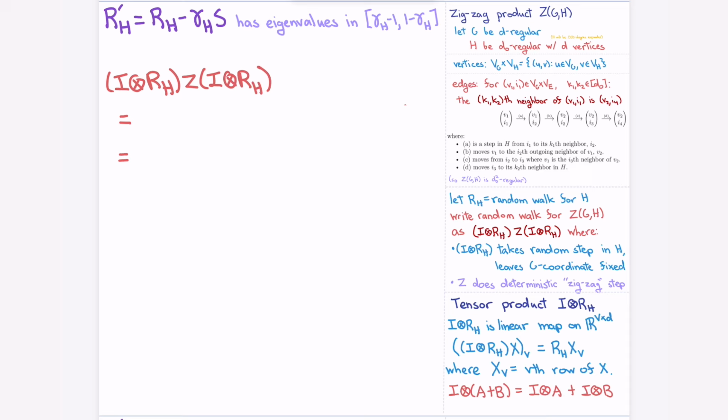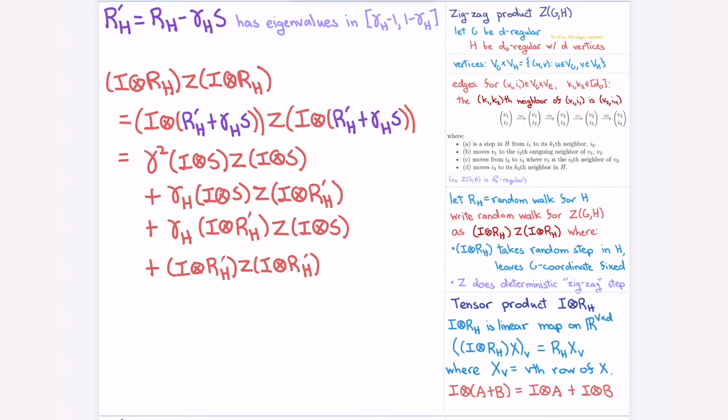Okay, so now let's look at this thing we want to analyze. It's actually not going to be that much left, but it's going to be a little magical. What I'm going to do is plug in first. I'm going to replace RH with this small spectral radius matrix, plus this gamma h times the perfection S. And I'm just going to factor this.